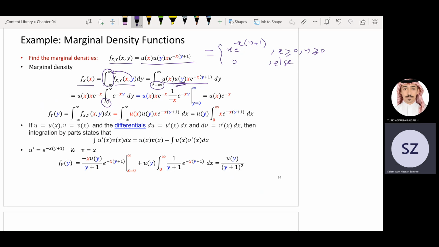Now what do you have? You have here e to minus x(y+1). We are integrating with respect to y, so x is a constant. So this gives you 1 over minus x, from y equals 0 to infinity. And you have x here, so they cancel, and you end up with only e to minus x.